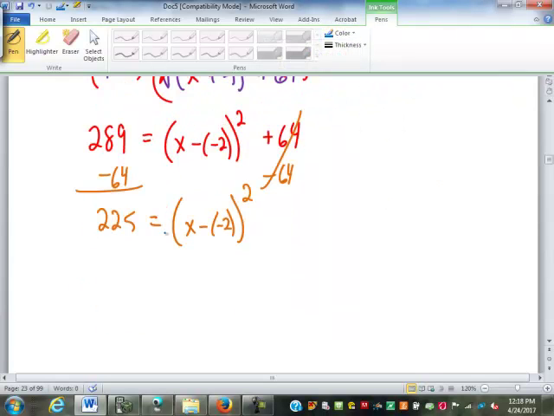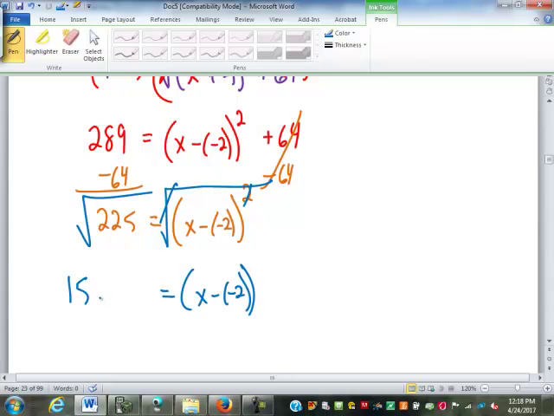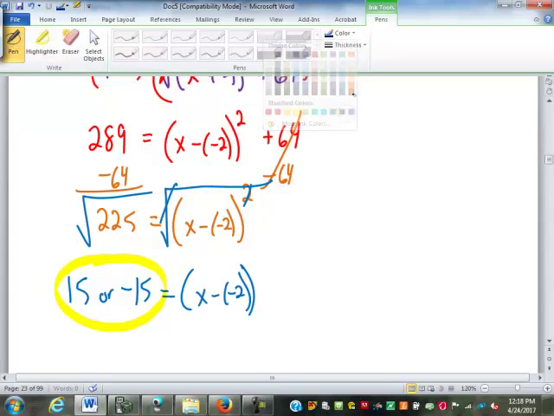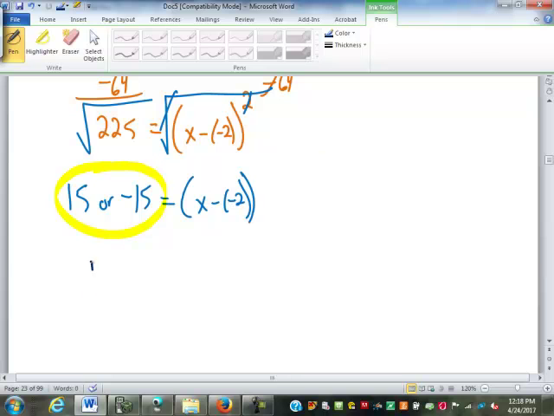Now the next thing I have to get rid of is the squared, so I'm going to do that by square rooting. So the square root and the squared are gone. I have x minus a -2 here. Square root of 225. Most of us would say 15, but we've got to remember there's also negative 15. When we square root, there are two possible answers. And here, both of them do count. So that gives me two possible equations. I have either 15 equals x minus a negative 2, or a negative 15 equals x minus a negative 2.